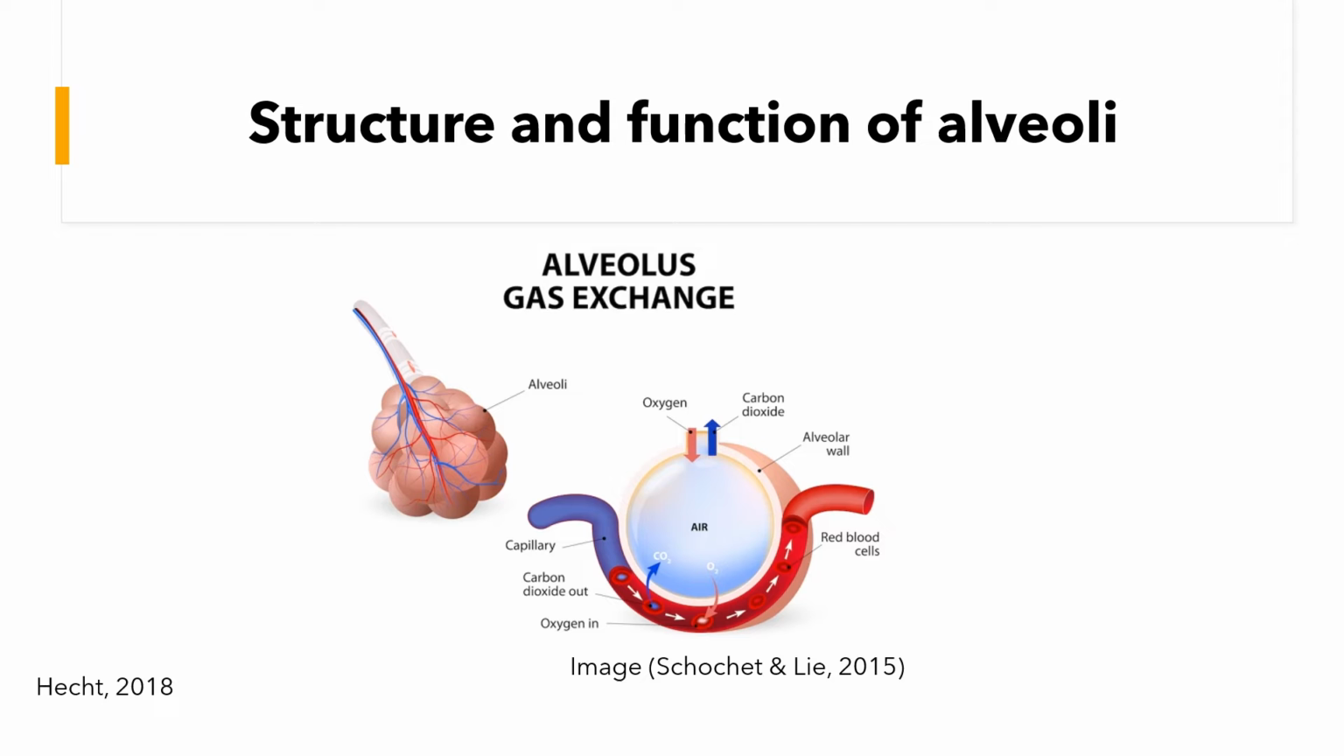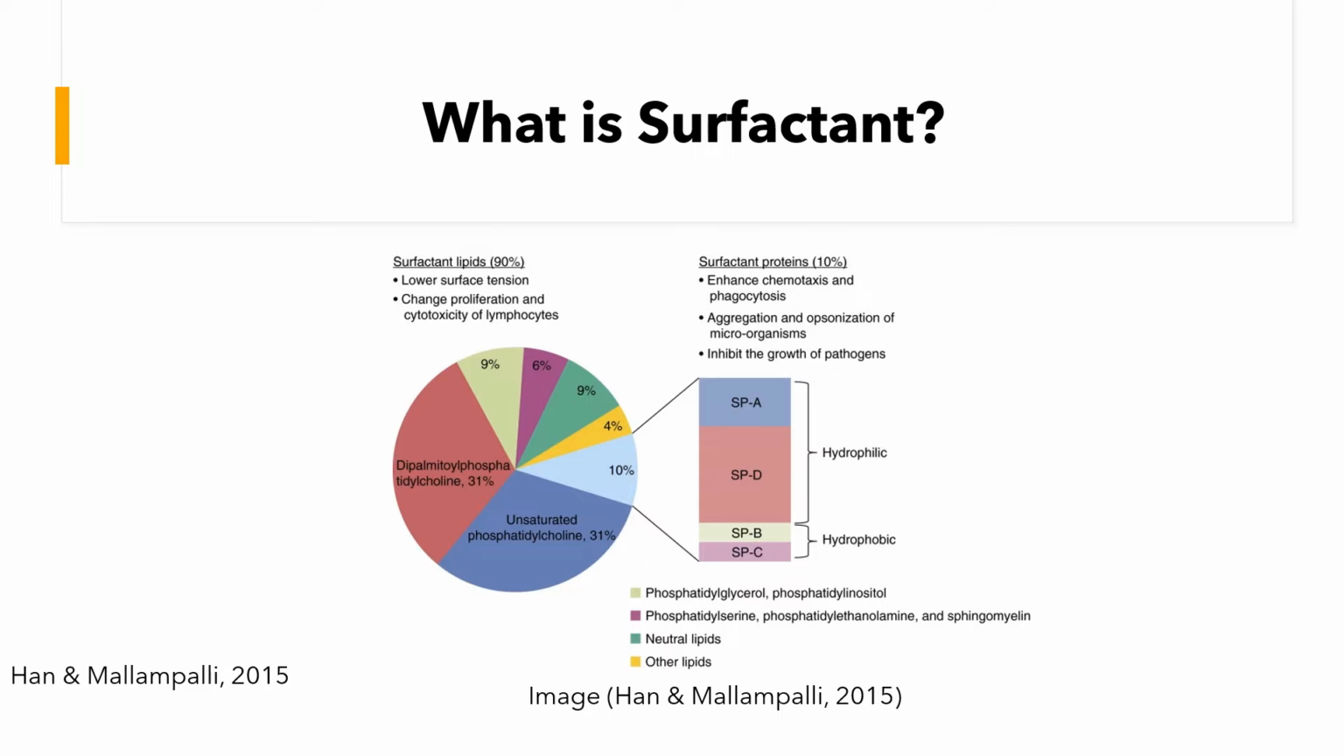But if you look at the picture here, over to the left you'll see what looks like a bunch of grapes. And that is a whole alveolus. Then if you look to the right of that, you'll see what it looks like cut open. It will show the capillary, and it'll show oxygen going in and carbon dioxide going out, because that is the site of gas exchange.